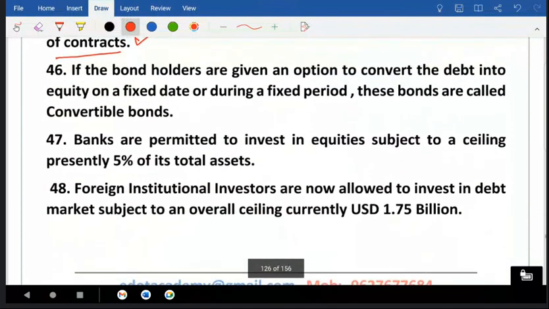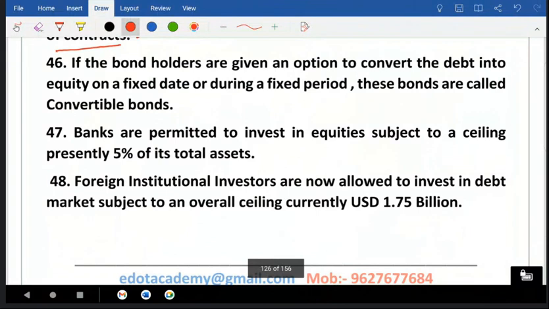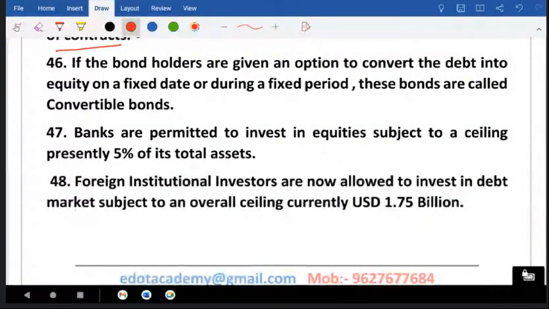If bond holders are given an option to convert debt into equity on a fixed date or during a fixed period, these bonds are called convertible bonds. This option will be given before the issue. So bond holders are given an option to convert the debt into equity, because a bond is nothing but debt only, on a fixed date or during a fixed period. These bonds are called convertible bonds.